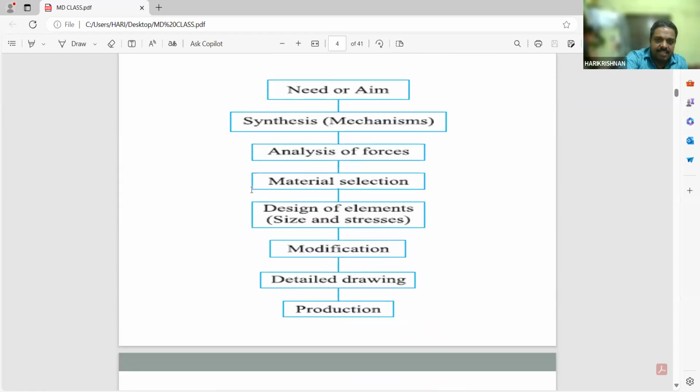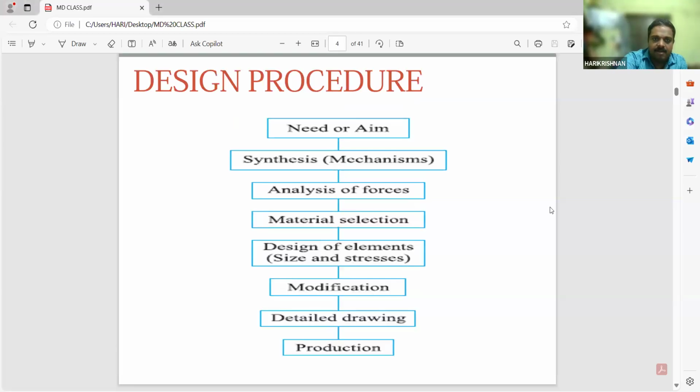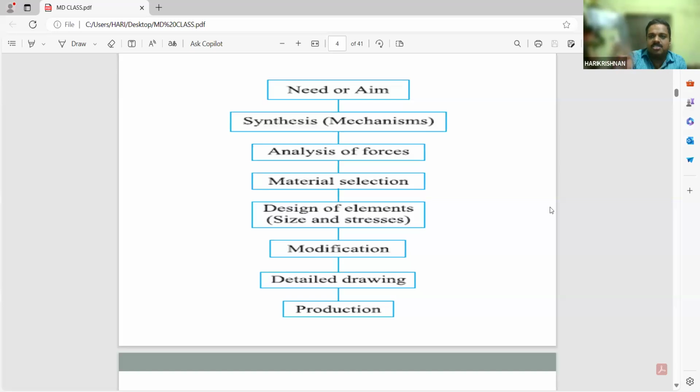The first thing we discussed is how you do a design procedure. First, the criteria is what our need is, then what mechanisms we use, then we analyze the forces, then we select the material, then design of elements, size and stresses, then modification, detailed drawing and production. These are the steps we follow in machine design.